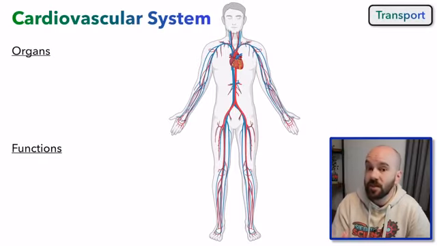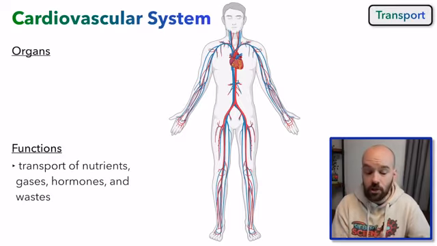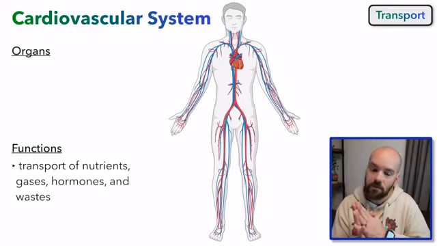Up next, we're going to look at some systems dealing with transport. That's going to be the cardiovascular and lymphatic system. Let's take a look at the cardiovascular system. Its function here is going to be transporting lots of stuff throughout the body.